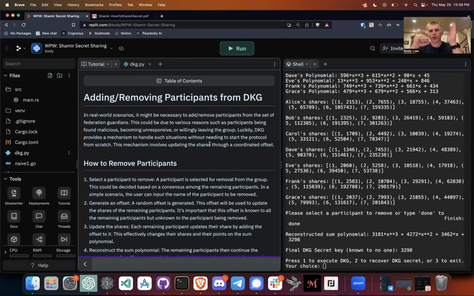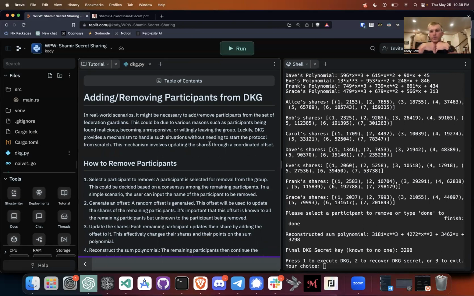So let's say Guardian gets compromised or whatever, and the rest of the federation wants to vote him out of the federation, or the rest of the federation wants to vote somebody else into the federation, right? What they're going to do is offset the polynomial by some random number. And all of them are going to offset their own points of the polynomial by some random number.